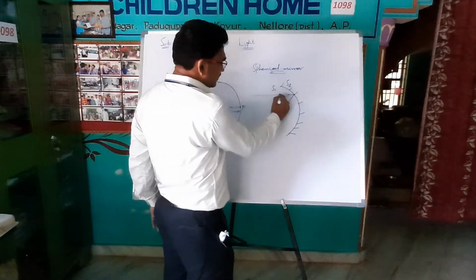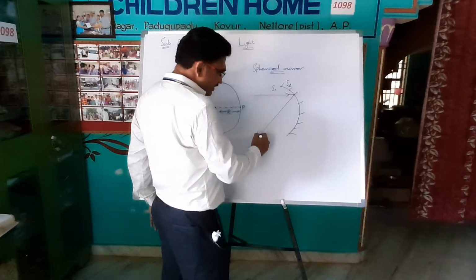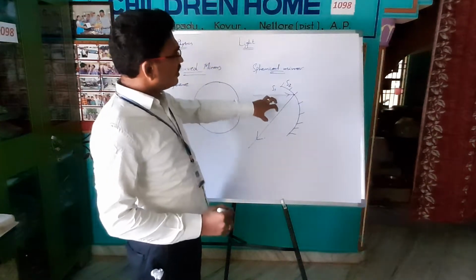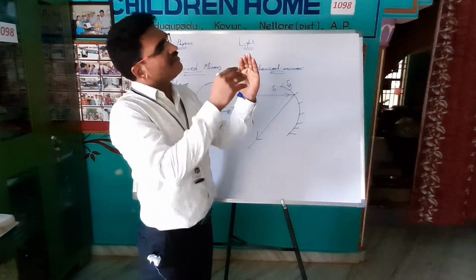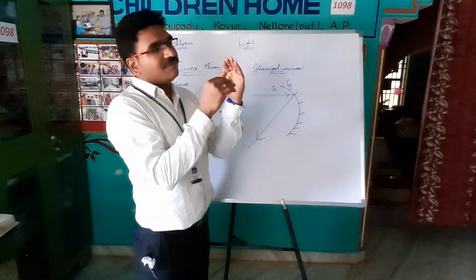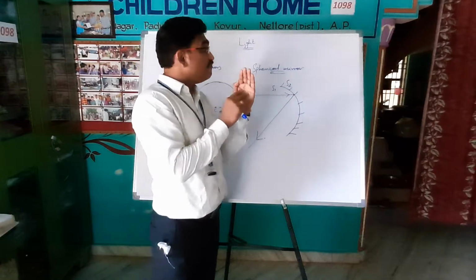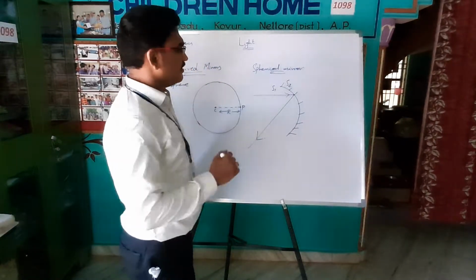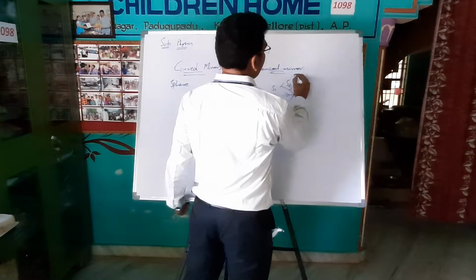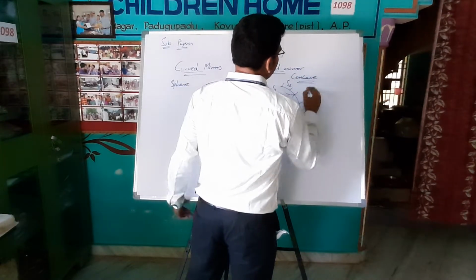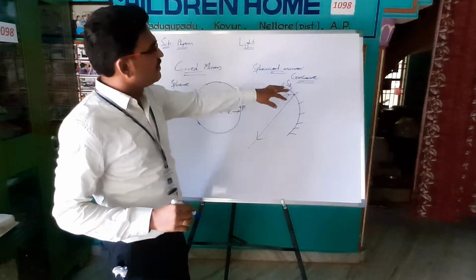Now when the light rays are traveling and after that they are reflecting in this way, then what I can say here, the reflecting surface is inside. If the reflecting surface is inside, then we can call that mirror a concave mirror. Now I can call it concave.